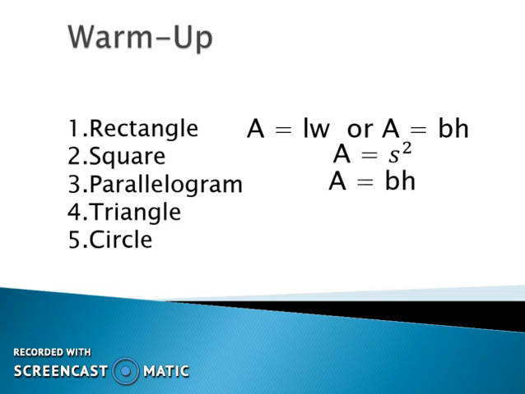Parallelogram is base times height as well. Triangle, we add something in extra, which is 1/2 times base times height. And circle is pi r squared. So these were the known shapes. Now we can deal with the shapes that we don't know the formulas for.